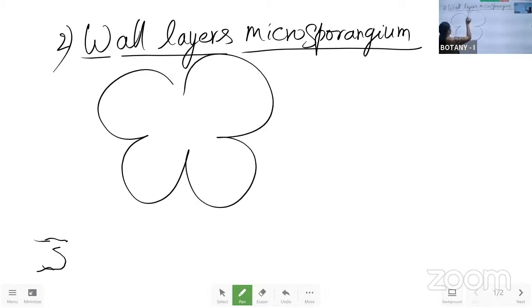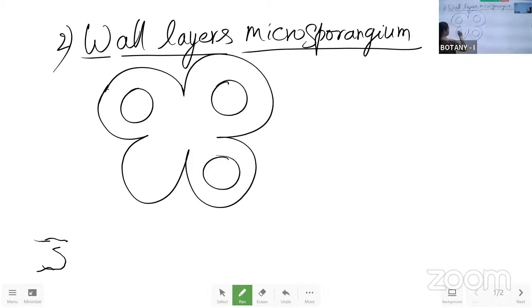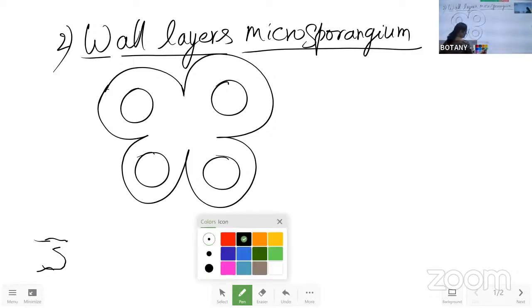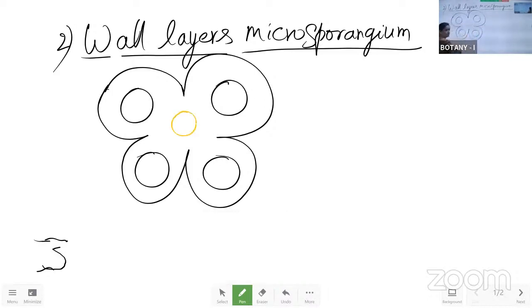So first of all, we have to draw the diagram of the 4-lobed anther. Okay, the TS of the anther. This is the TS of the anther. Each and every lobe is having 1 microsporangium in it. Like this, we have to draw the 4 microsporangia. And then in the center, it is having the connective tissue.